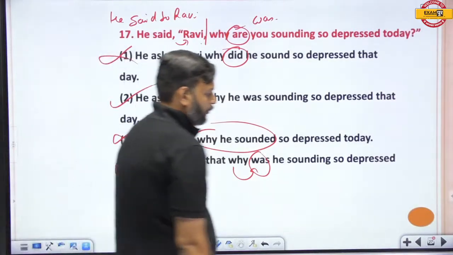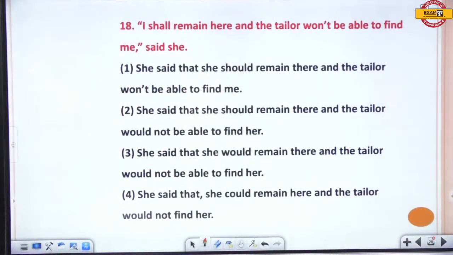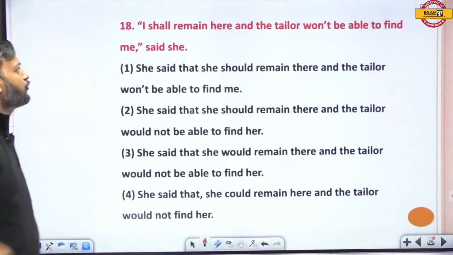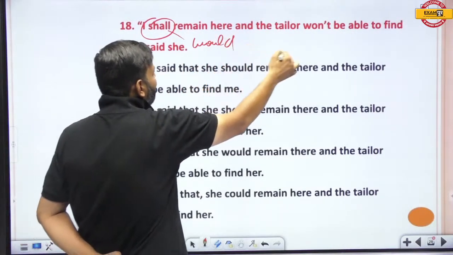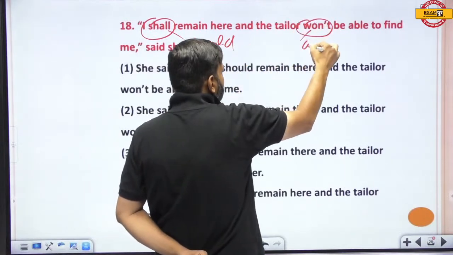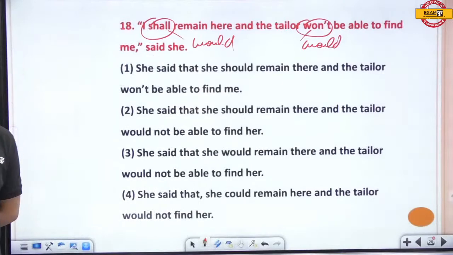Okay, now next question. "I shall remain here and the tailor won't be able to find me." So this shall must be changed into would, and this won't is also will, so this must also be changed with would. Okay, so now look for these two things.